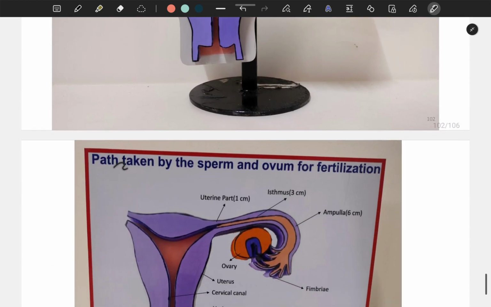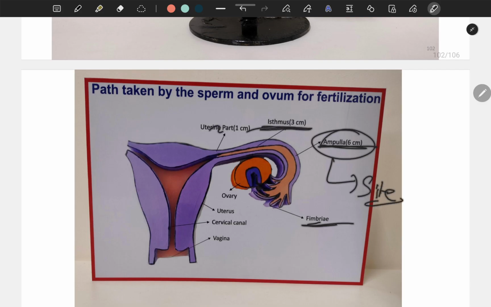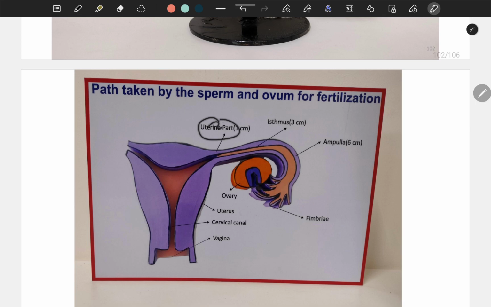Coming to the path taken by the sperm and ovum for fertilization. This all of you know. First, the ovum is carried by the fimbriae, then goes to the ampulla, which is the site of fertilization, then goes to the isthmus, then the uterine part, which is called the intramural part. Now, this is the ovary, this is the uterus, this is the cervical canal, this is the vagina.